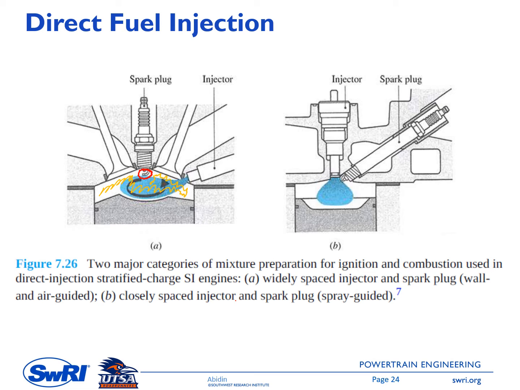So with this strategy, we can have an overall lean mixture, which will improve the engine thermal efficiency because of a higher specific heat ratio and also a lower combustion temperature, and thus a lower wall heat transfer. But once again, the key point here is to have a stoichiometric mixture around the spark plug so that we will have a successful ignition process.